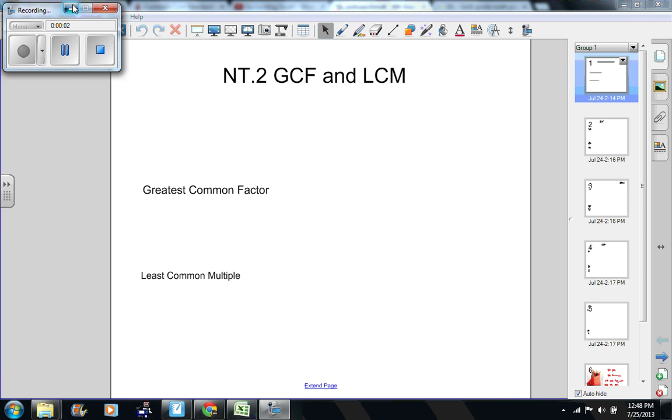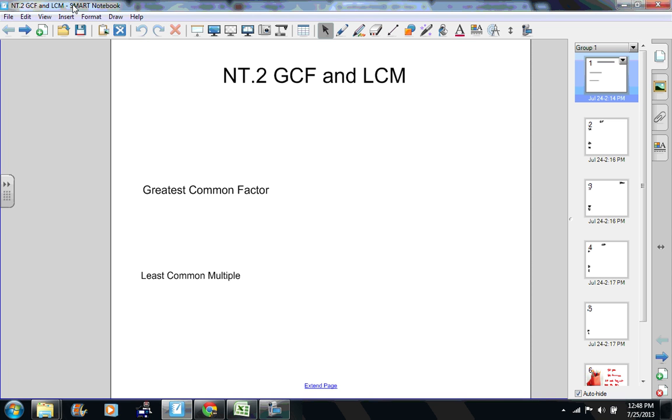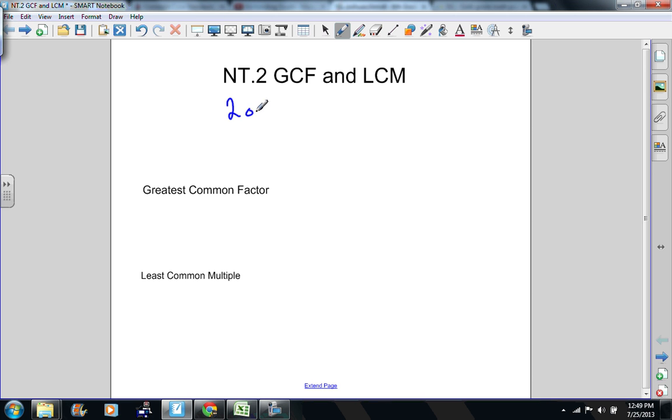So we're moving on to number theory section 2, greatest common factor and least common multiple. Probably have seen this before, just want to make sure that we are comfortable with it, so it should be a pretty short video. The key to these things is we're always dealing with 2 or more numbers.